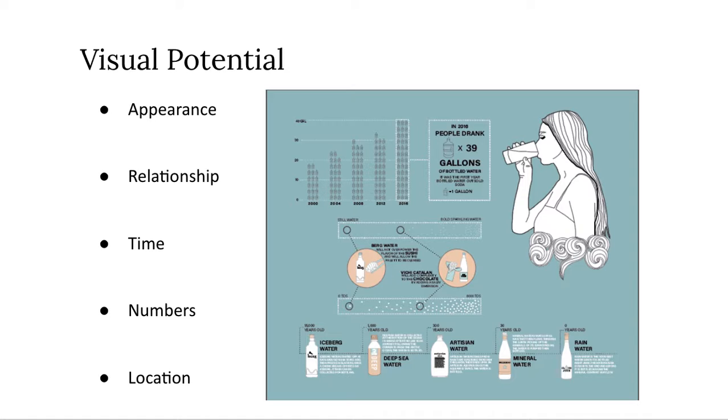Visual potential is the ability to display information in a visual way. There are 5 forms of visual potential: appearance, relationships, time, number, and location. To the right are some ways I exploited visual potential, which I'll be going over soon.